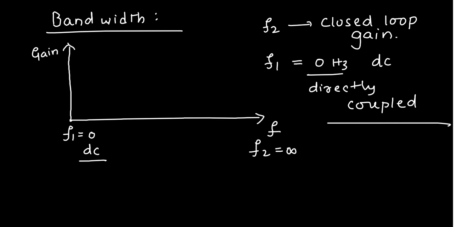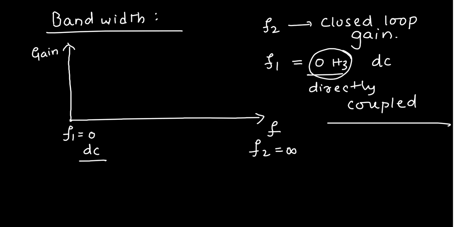Directly coupled amplifiers are always subject to the introduction of noise or disturbances. That is the reason why we don't always prefer directly coupled amplifiers, but if you have a directly coupled amplifier, you would have the lower cutoff frequency always at 0 hertz. But whenever I have the capacitor coupling, right.